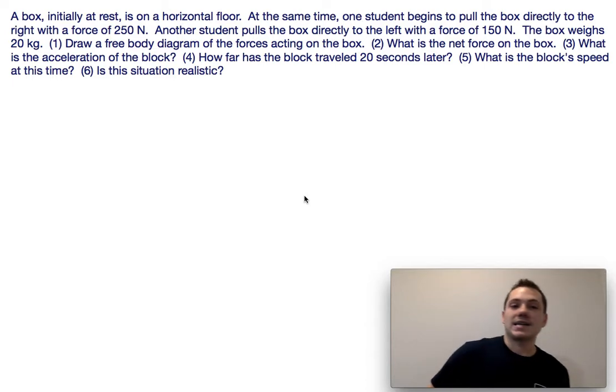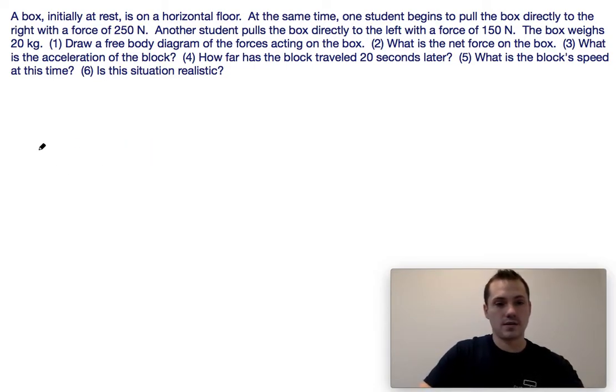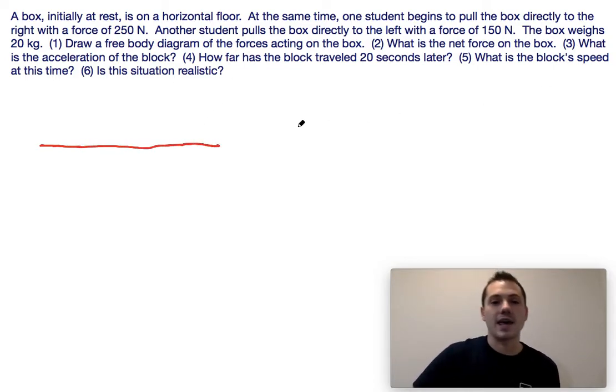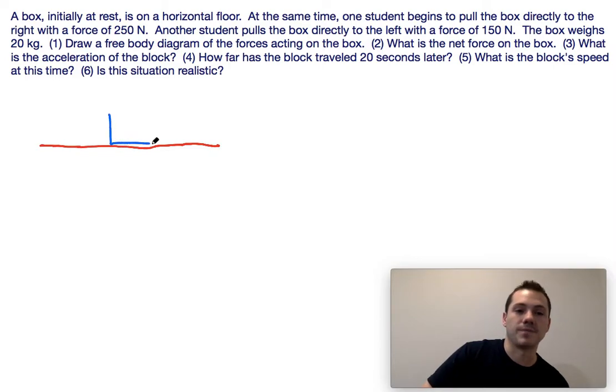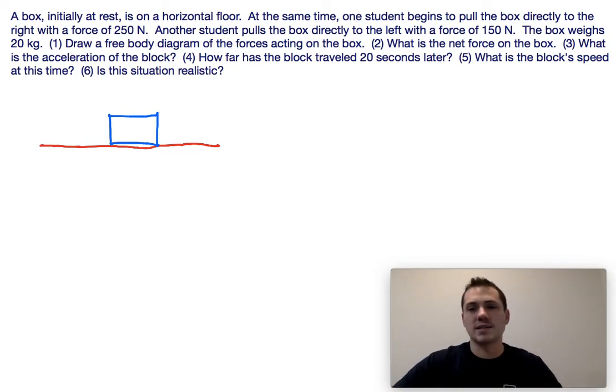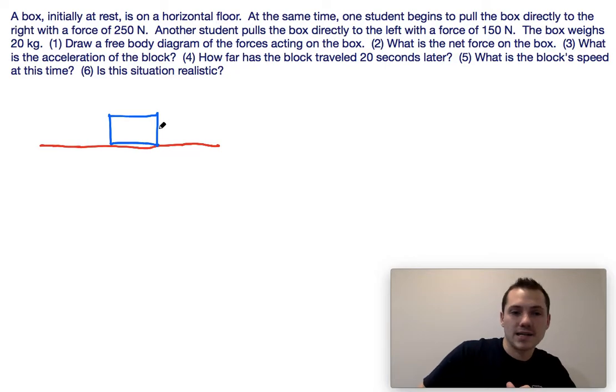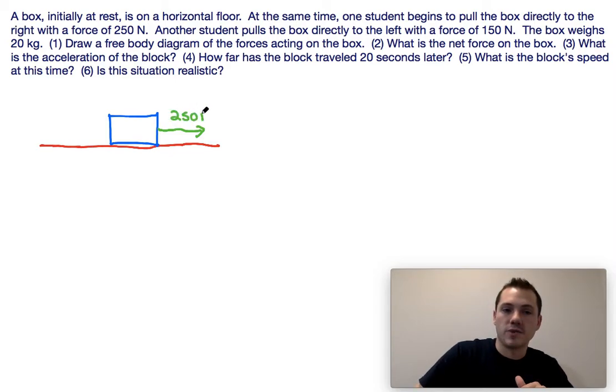So what we have here is a box which is initially at rest on a horizontal floor. So I'm just going to start by drawing that situation. Here we have a horizontal floor, close enough. And we're going to have a box that is placed on that floor. Now, one student begins to pull the box directly to the right with a force of 250 newtons. To show that, I'm going to draw an arrow coming out of the box. Imagine this is a rope, and the student is pulling that box with 250 Newton force.